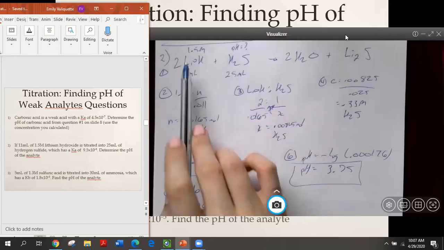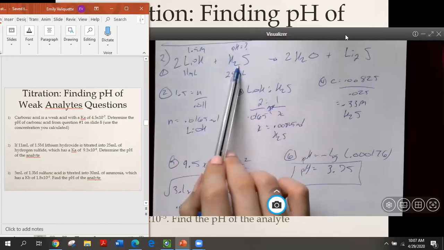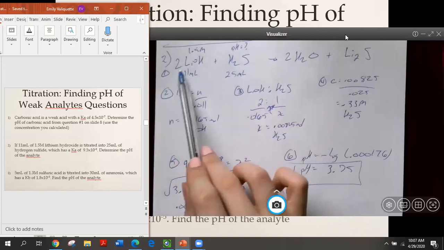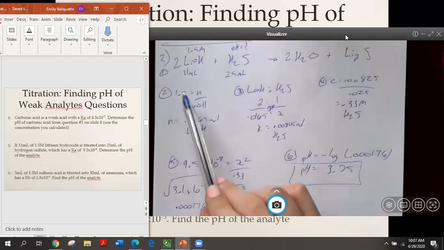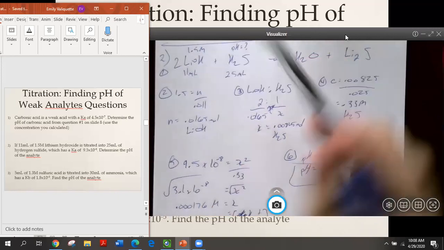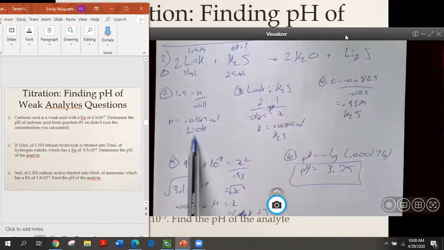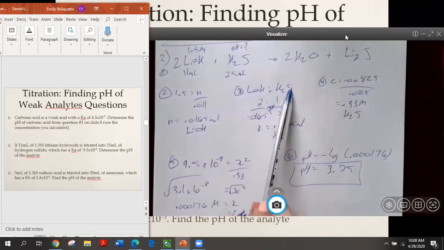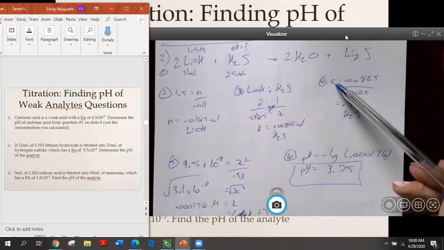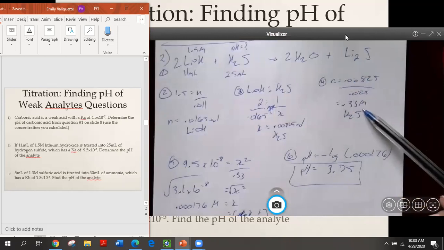Okay, the second question is a reaction between lithium hydroxide and hydrosulfuric acid, or hydrogen sulfide. So of course we start by writing our balanced chemical equation, then we'll do C equals N over V for the thing we have both the concentration and volume for. That gives us 0.0165 moles of lithium hydroxide. Set up a mole ratio between that and our hydrogen sulfide, which is a 2-to-1 ratio. Cross multiply and divide and get 0.00825 moles of hydrogen sulfide. Plug that into C equals N over V and get 0.33 molar as our concentration of hydrogen sulfide.